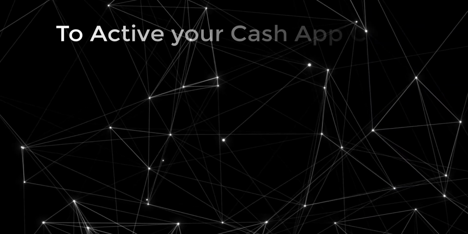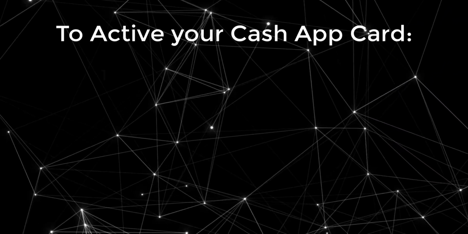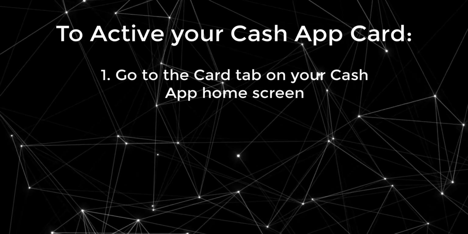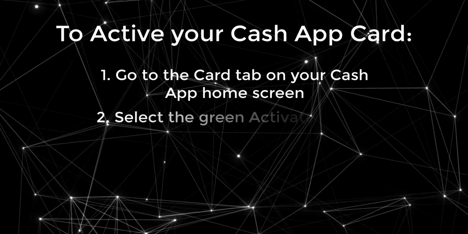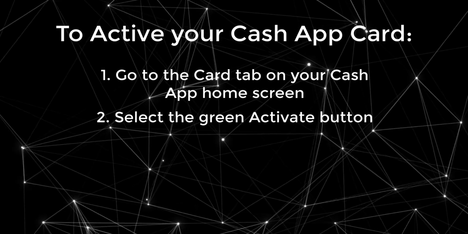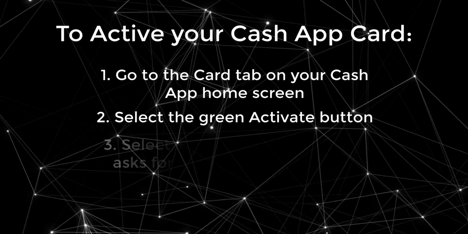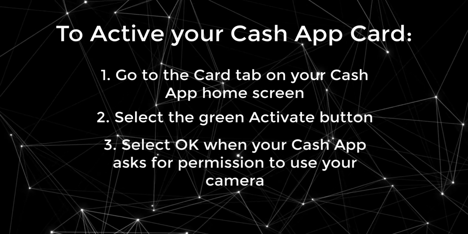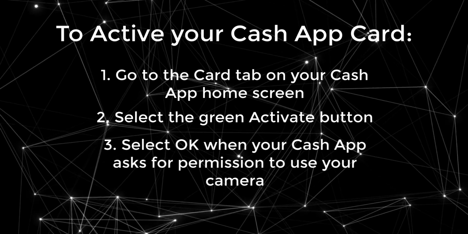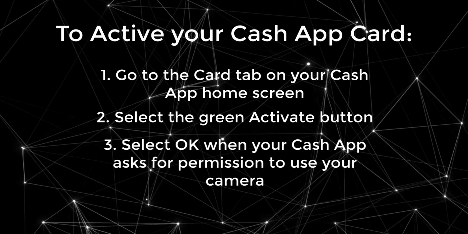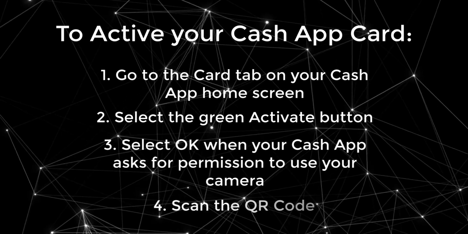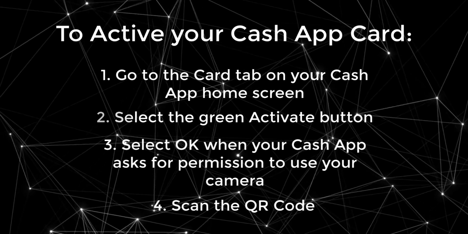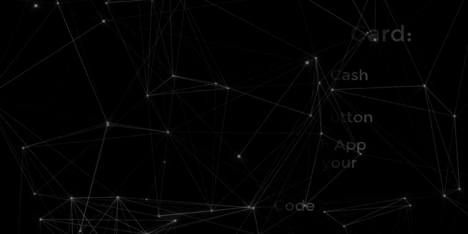So to activate your cash app card with this QR code, just open your cash app and go to the cards tab on your cash app home screen, and then you select the green activate button, and after that just select OK. And when your cash app asks for permission to use your camera, you just grant cash app the permission, and once granted, you will have to scan this QR code to activate your cash app card. Just scan this code and your cash app card should be activated right away.